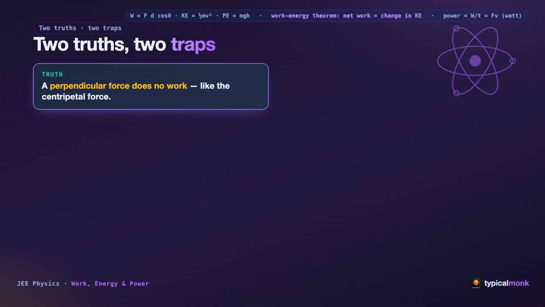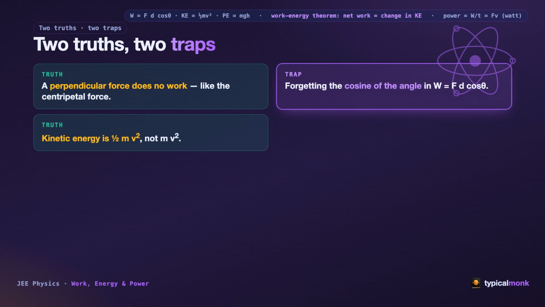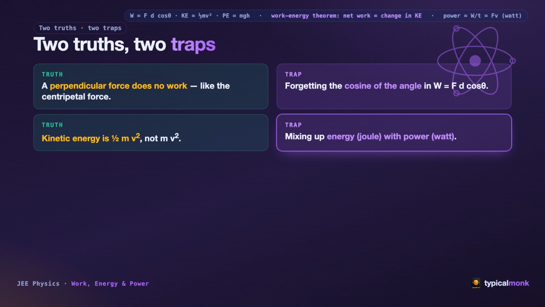Now, the 2 mistakes that quietly cost marks. The truth, a perpendicular force does no work, like the centripetal force. The trap, forgetting the cosine of the angle in W equals Fd cosine theta. The second truth, kinetic energy is 1/2 mv squared, not mv squared. The second trap, mixing up energy in joules with power in watts.